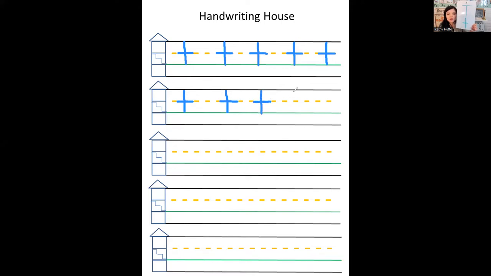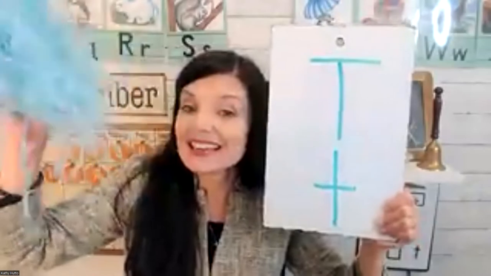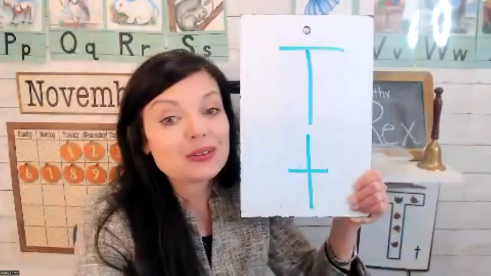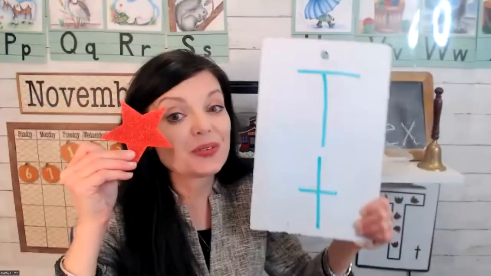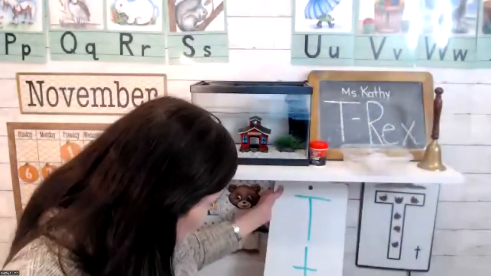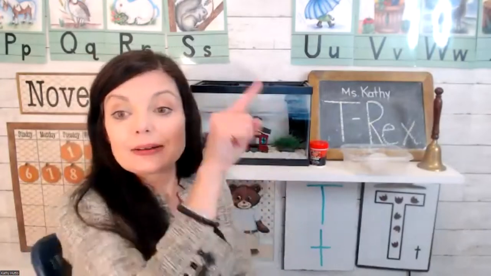Let's make two more. One with a belt. Okay, I'm going to cheer for you because I know you did a great job practicing. And I'm going to also give you a sticker. That's for your handwriting time. Good job. Well, now we know what letter T looks like. We know how to write letter T.